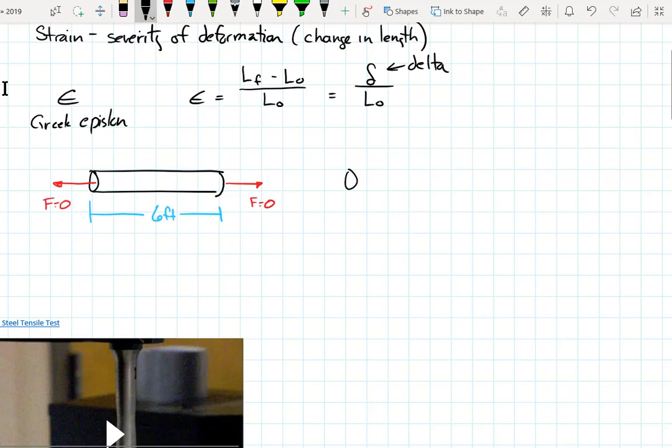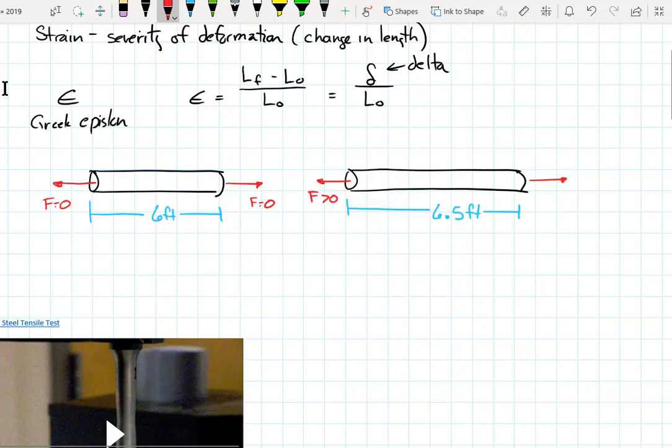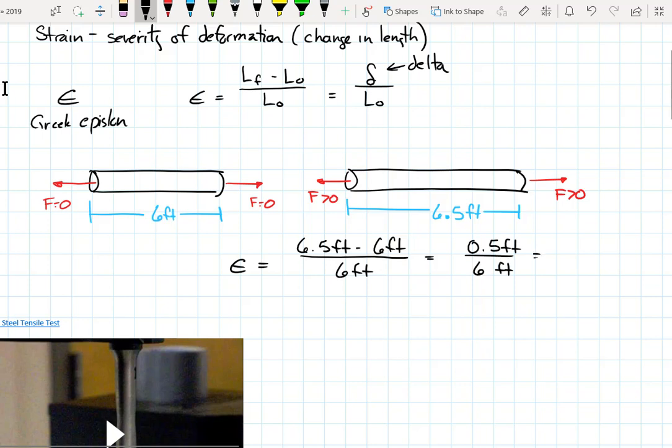And then we decide, oh, we do need to apply some force to it. And it stretches out. Now it is 6.5 feet long. And we've applied some force. F is not zero, F is greater than zero. I don't know what it actually is, but it's greater than zero. To calculate the strain here, strain is the final length, 6.5 feet, minus the initial length, 6 feet, over the original length, 6 feet. So we end up with half a foot for our delta and 6 feet for original length. There's where the feet would cancel out and it would be a unitless term. And our strain would be 0.083.